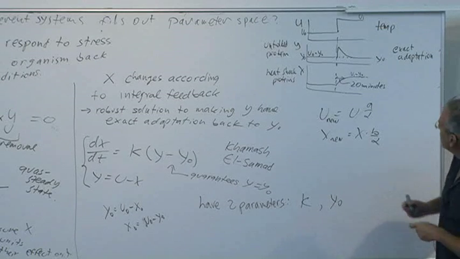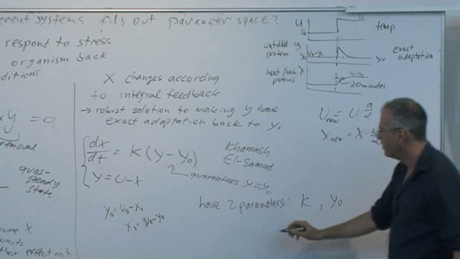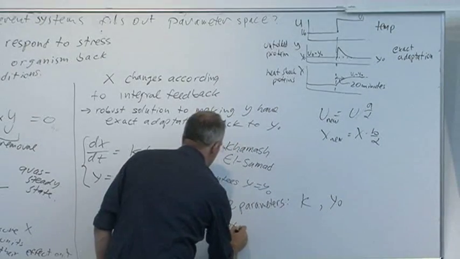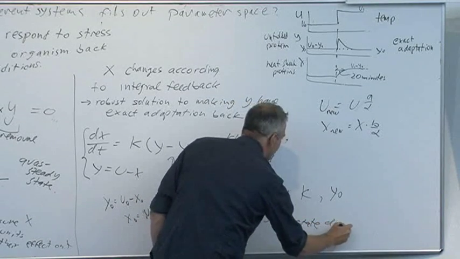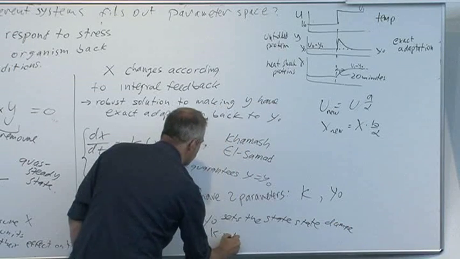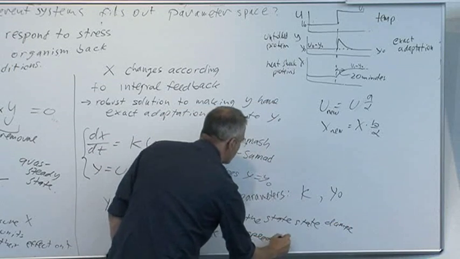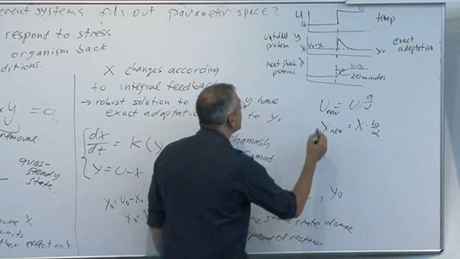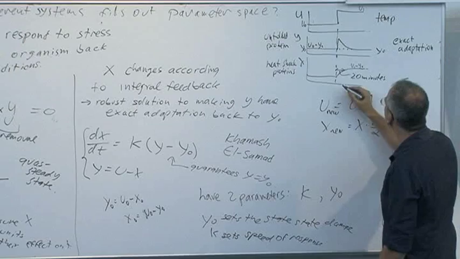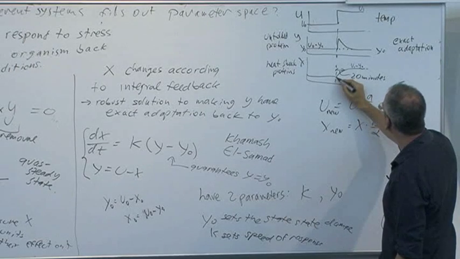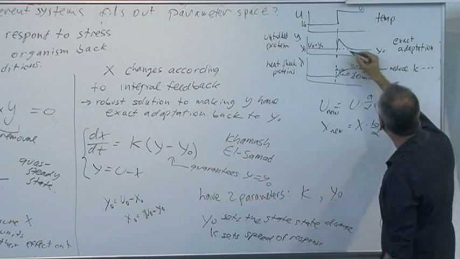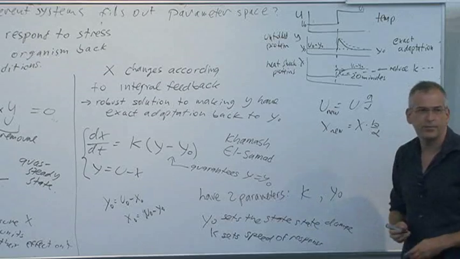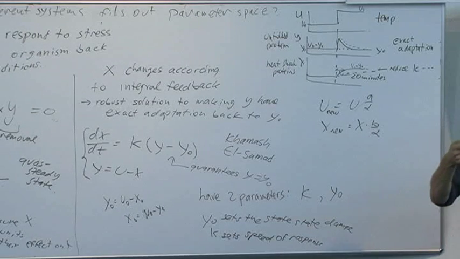So y0 sets the steady state, the baseline, the steady state damage. What does k do? K sets the speed of the response. If I increase k, x is made more quickly. If you reduce k, you get a slower response. You get to the same steady state, x and y and everything, but just a slower response. So k controls the speed.